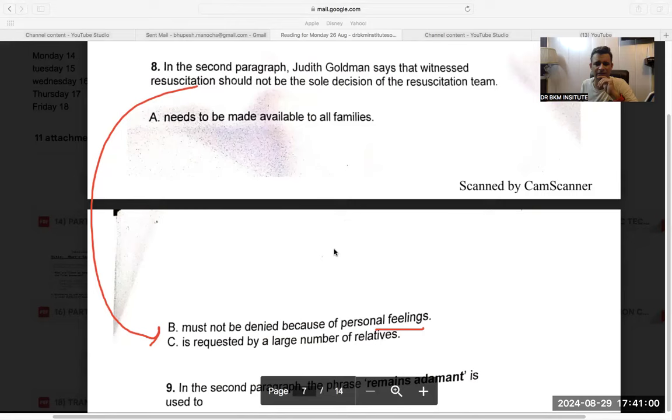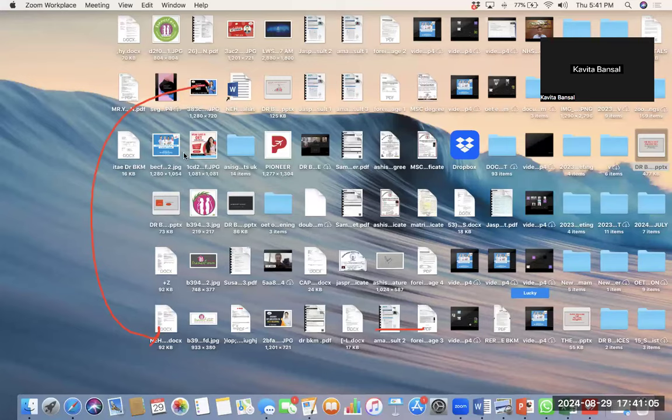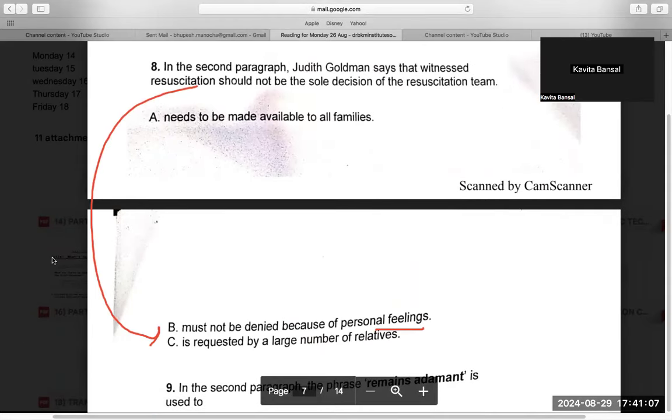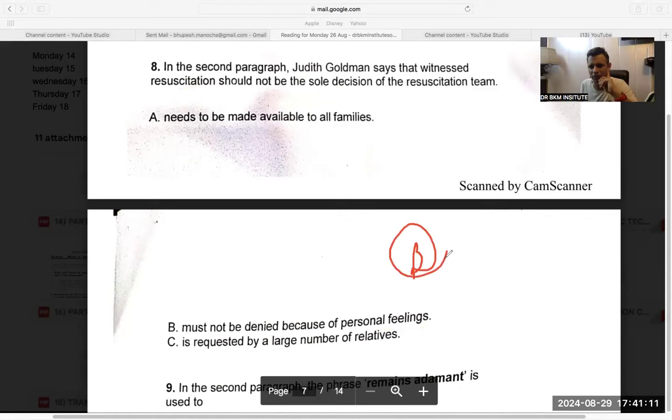Okay, can you help me with the answer, guys? Yes, sir. The answer given is C? Yes, sir. C, sir. That is basically B, guys. And it was an easy question.